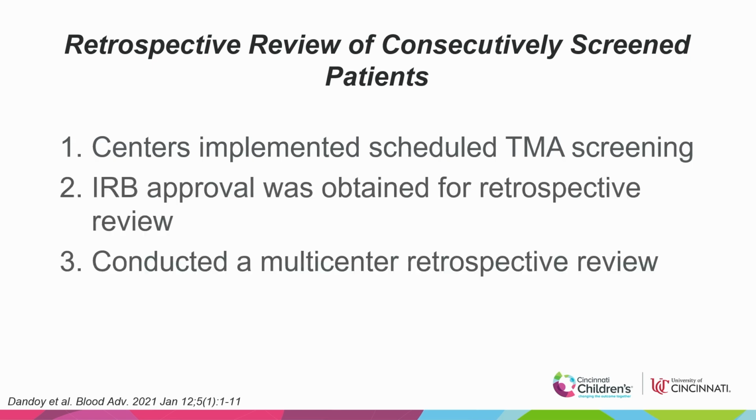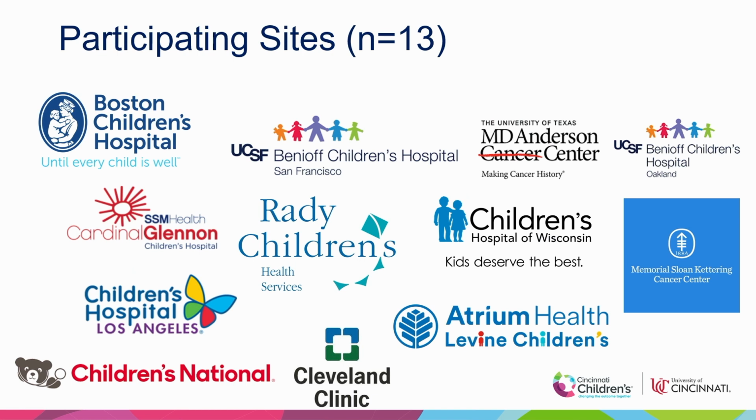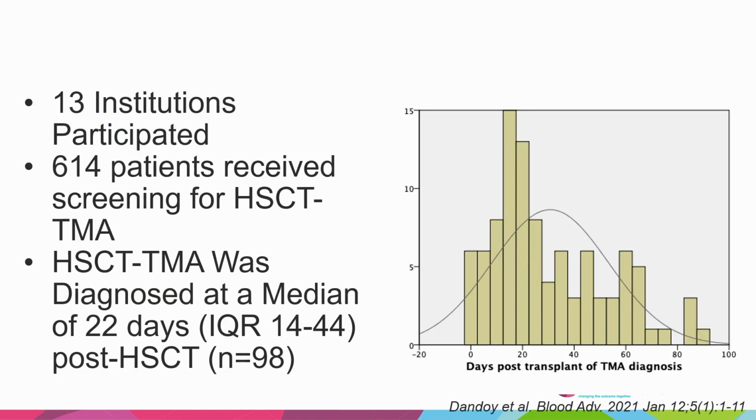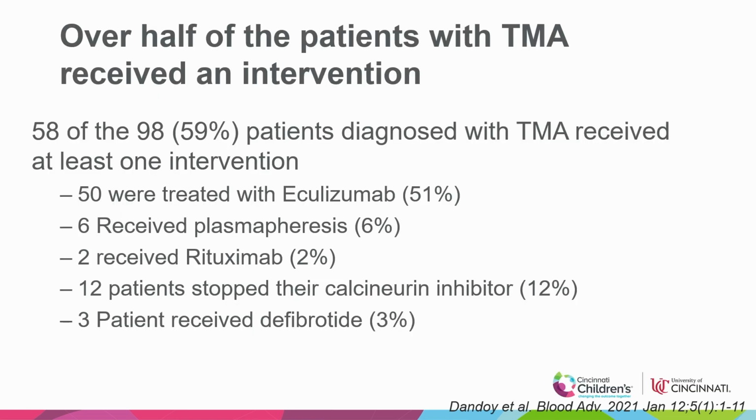So we're sitting around, we're talking folks into it. I'm a salesman, and we got 13 centers to do it, and it was great. And so they started screening for TMA. And then what we got is 614 patients were screened. 13 centers participated, and TMA was diagnosed at a median of 22 days post-transplant, and it was diagnosed in 98 of the 614 patients, roughly 17-18%.